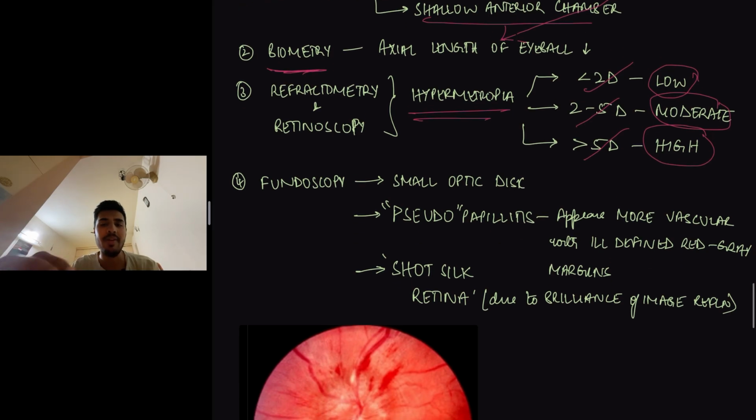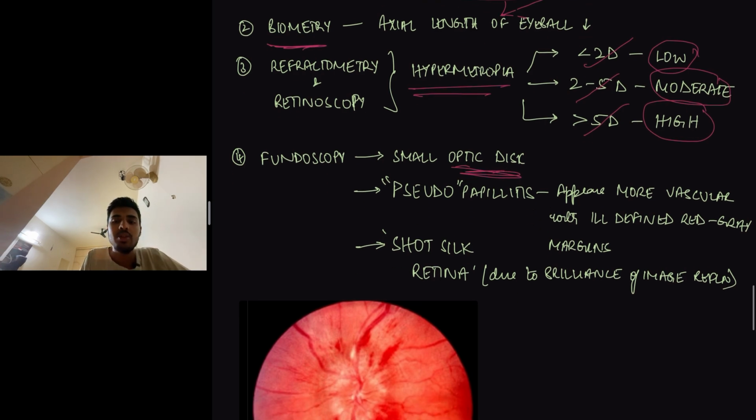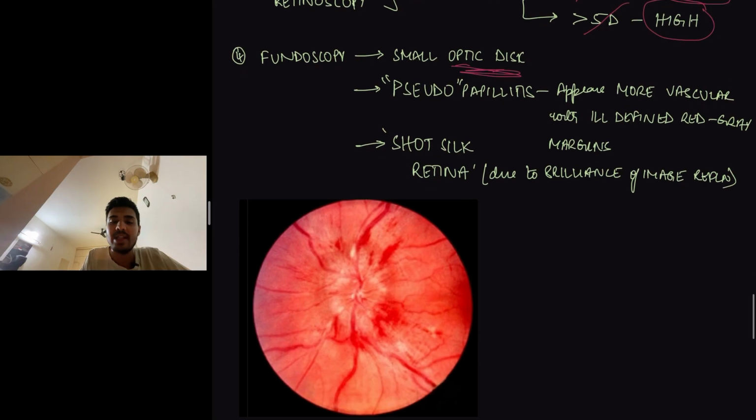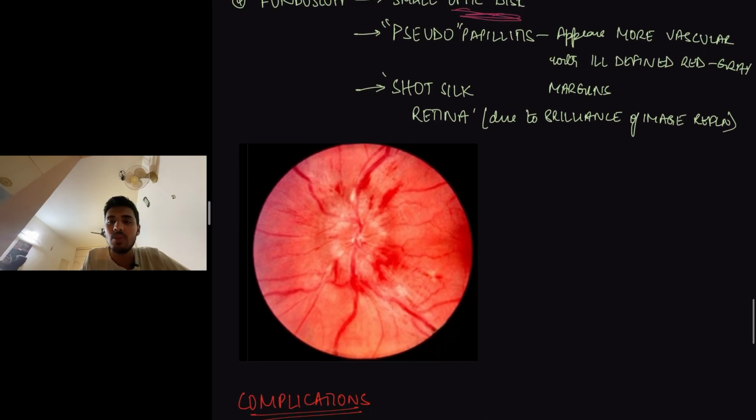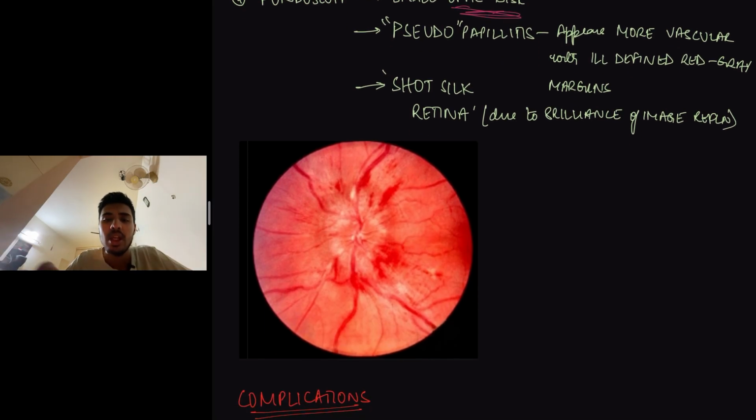Then fundoscopy, where we see the fundus. Now, obviously, the eyeball is small. When the eyeball is small, the fundus will also be smaller. And when the fundus is smaller, the optic disc, what you see first in the fundus, will also be smaller. Now, this is pseudopapillitis, as you can see in this picture. What is pseudopapillitis? Here you can see, it appears as if the fundus is way more vascular. It has become very, very red. Why is that? The fundus appears more vascular with ill-defined red-gray margins.